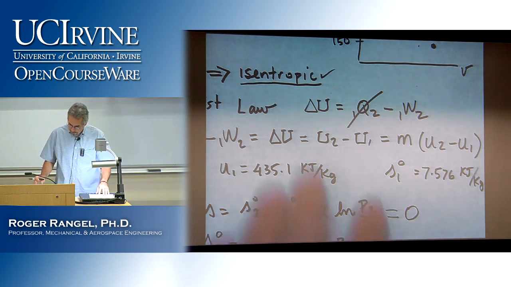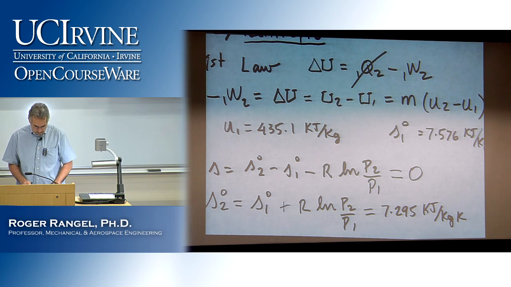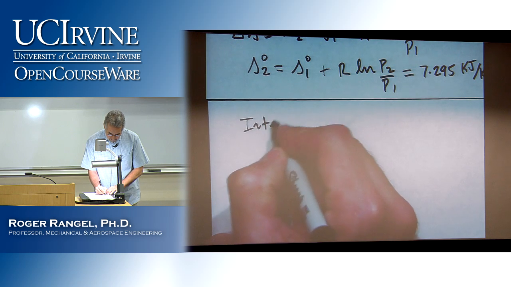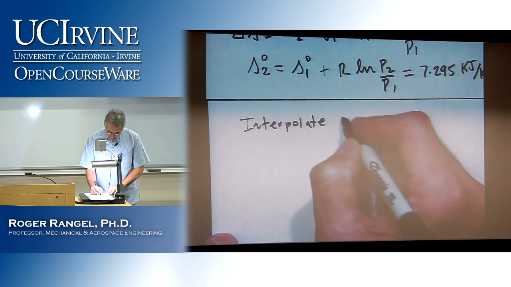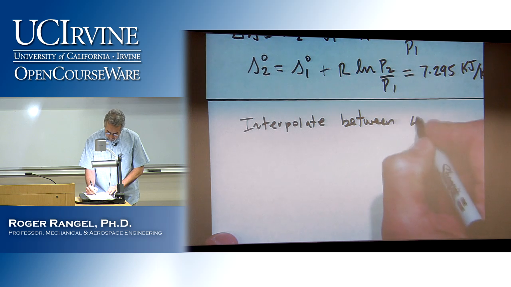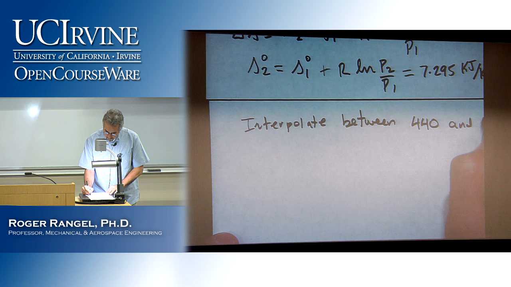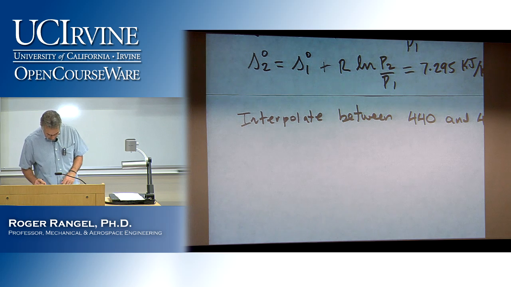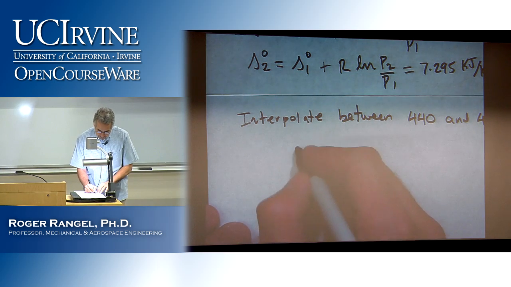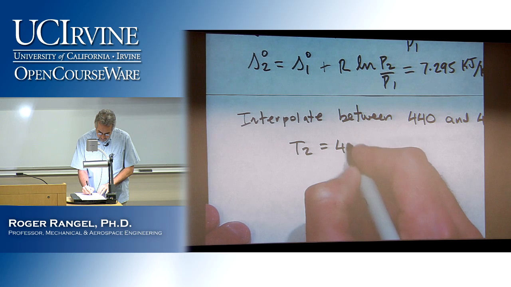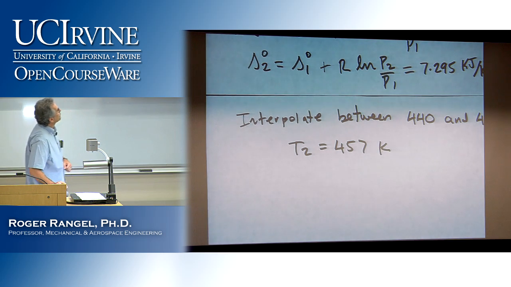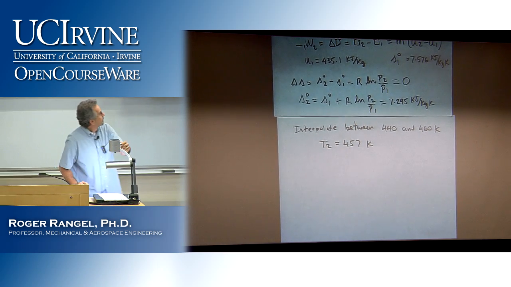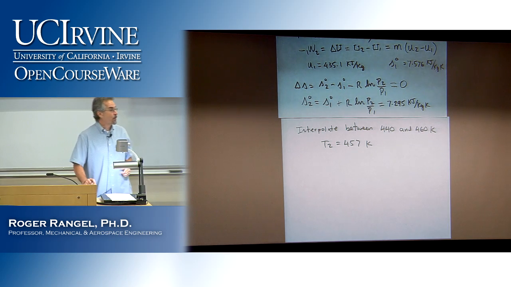And if you do that interpolation, so interpolate between 440 and 460 Kelvin. And then you get 457. So T2 is 457 Kelvin. All right? So now I have the final temperature. And now that I have the final temperature, what do I need to do?